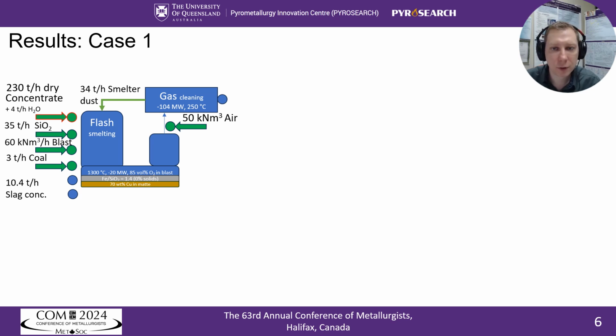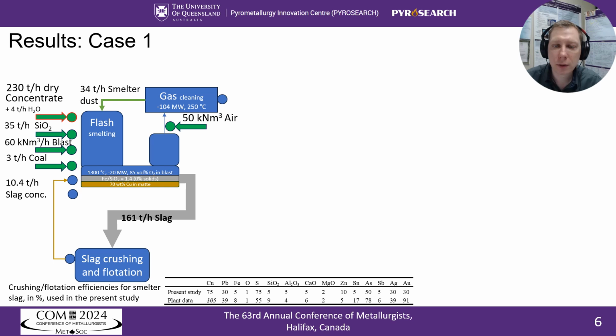They also account for the small addition of coal fuel, which is required to achieve a combined energy balance for this furnace, estimated at 20 megawatt heat losses. In the gas cleaning system, a large amount of dust is collected, which is being recycled back to the feed. The slag, which is produced, is treated through the process of crushing and flotation, so some of the copper and arsenic is returned in the form of slag concentrate. Recovery of 75% for copper is assumed for the crushing flotation.